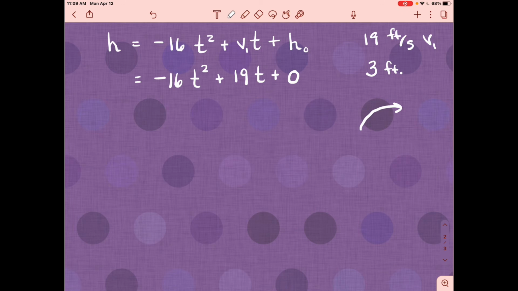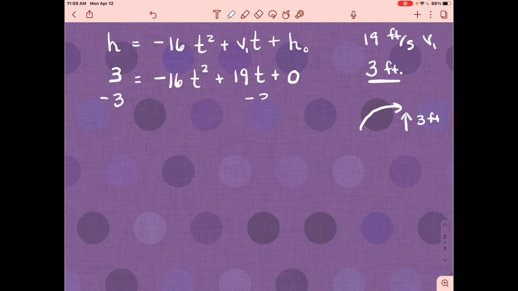And the other thing that we can plug in is when it tackled the cheetah in the air, it was still 3 feet up. And we want to know what time that happened. So we're going to put in 3 for the height. All right, so we have 3 equals -16t squared plus 19t. And just like we did in the last lesson, we want this to equal 0.